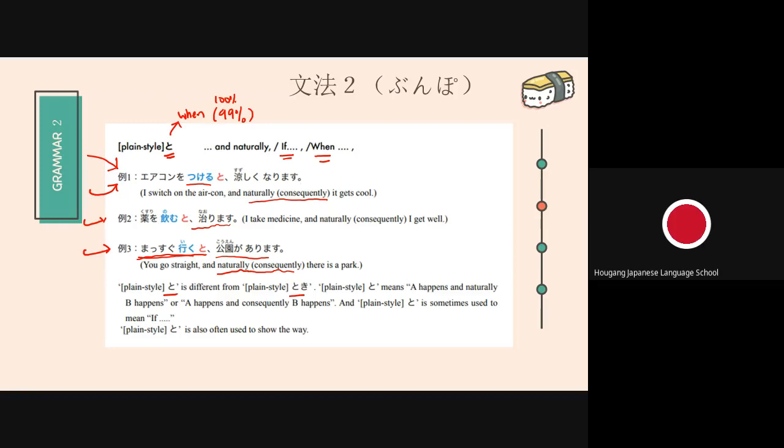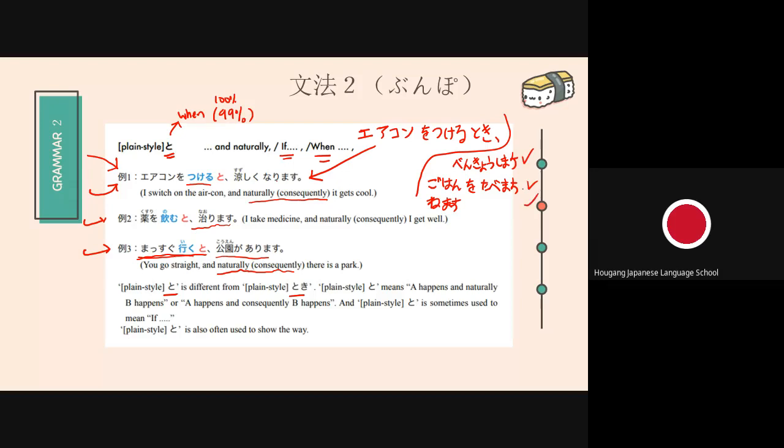Okay. I give you an example. Look at this sentence. This one. Okay. Aircon o tsukeru to suzushiku narimasu. I rewrite it using toki. You can use toki also. Okay. Toki is more general. It's just normal. Okay. Aircon o tsukeru toki, benkyou shimasu. Okay, or aircon o tsukeru toki, gohan o tabemasu. Okay, or aircon o tsukeru toki, nemasu. You see a difference between these examples and this.